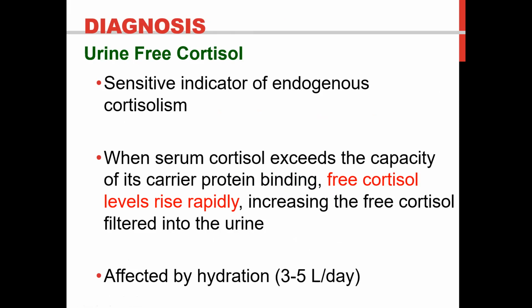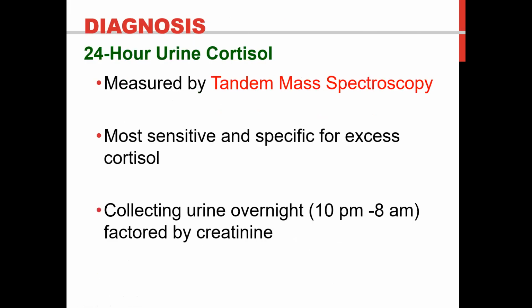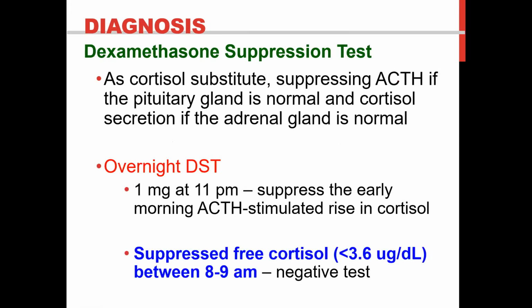And this is affected by hydration, about 3 to 5 liters per day. We can also do 17-hydroxycorticosteroid using the urine, which is not affected by volume changes, and we can also do 24-hour urine cortisol measured by tandem mass spectroscopy, and this is the most sensitive and specific for excess cortisol. And this is collected overnight. The urine is collected overnight from 10 p.m. to 8 a.m., and we also should get creatinine.